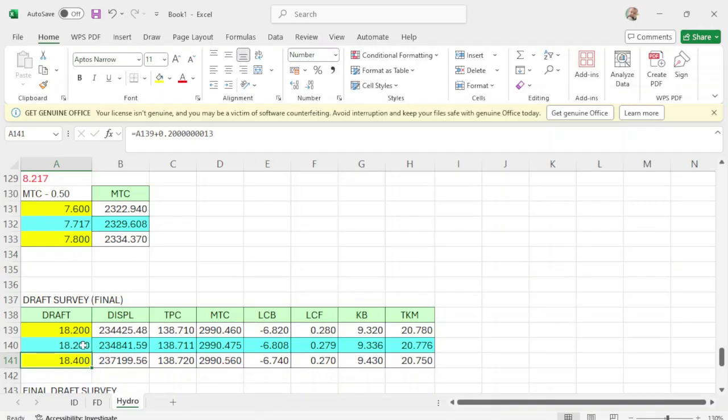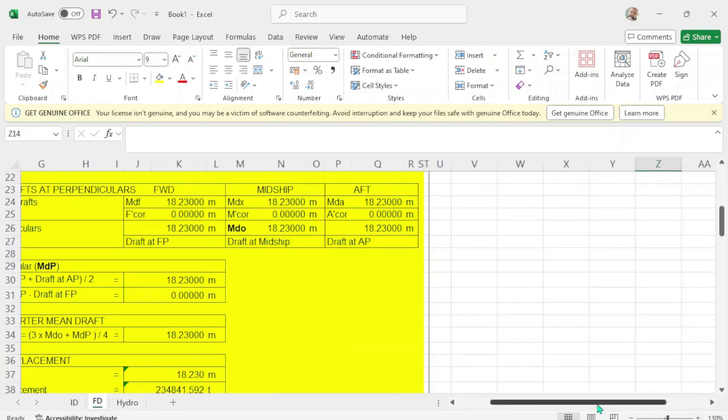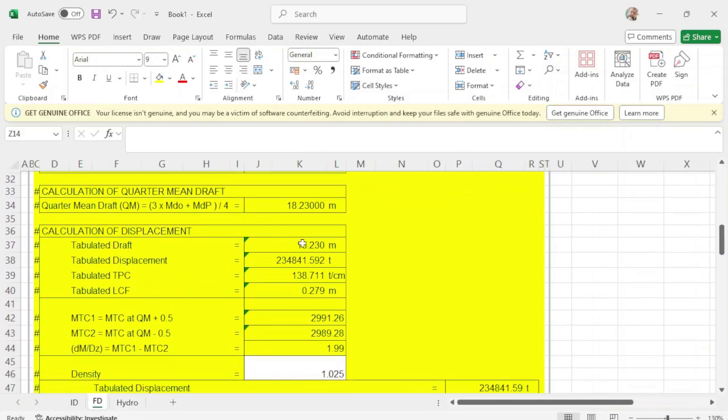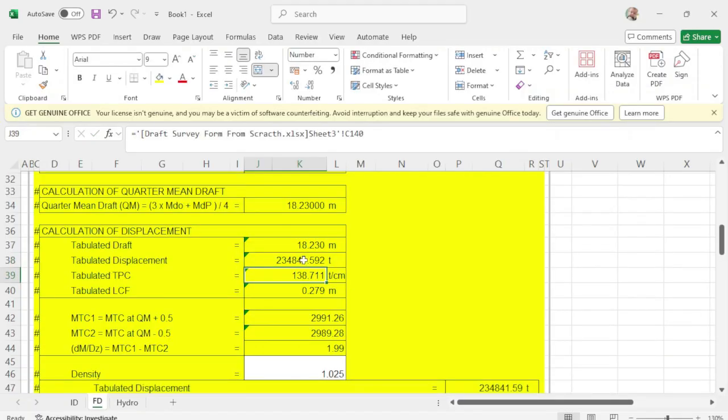Okay. Once you already put the tabulated draft here, you go to your final draft, and you'll be looking for this displacement of this quarter mean draft. So you press equals. You go to your hydrostatic table, final, and you press this displacement. Click this one, then press enter. Then it will go here.